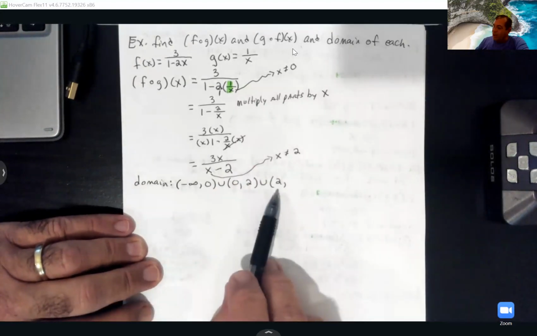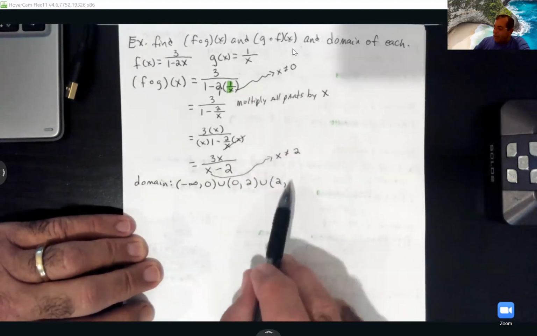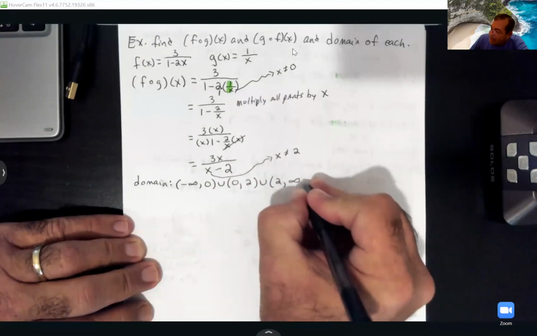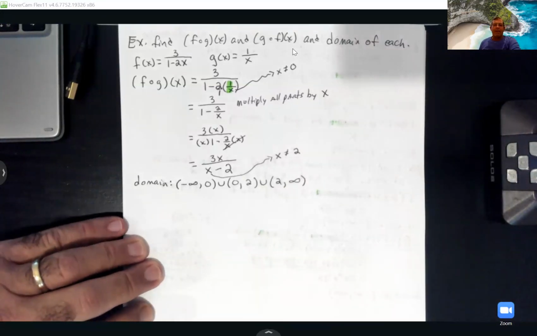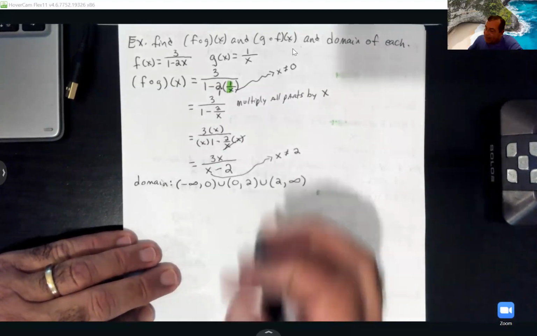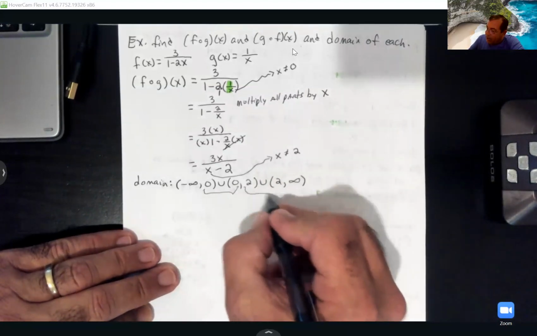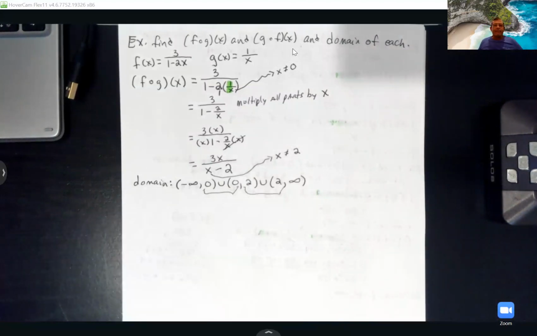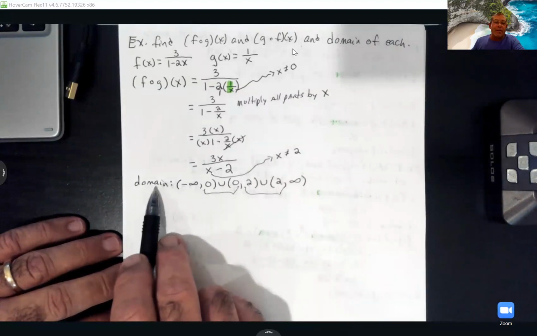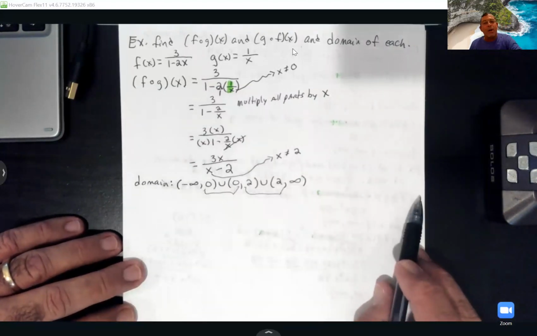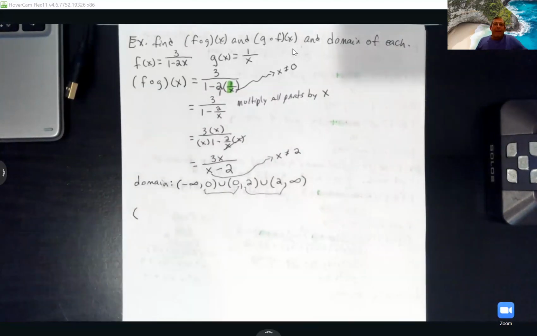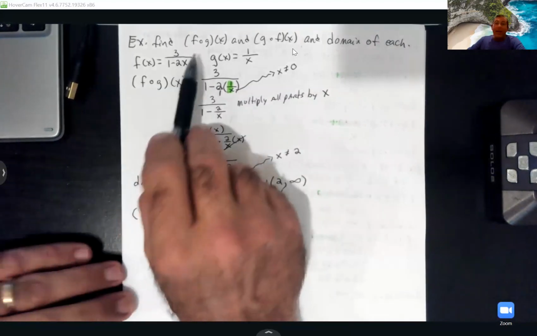And y'all, guess what? From 2, there's no more restrictions. So from 2, I'm heading off towards positive infinity. Notice all your numbers will be next together, but they'll each have their own little union going on here, okay? And always remember, you're going left to right from the most negative to the most positive. All right, y'all. Well, that was our f of g.